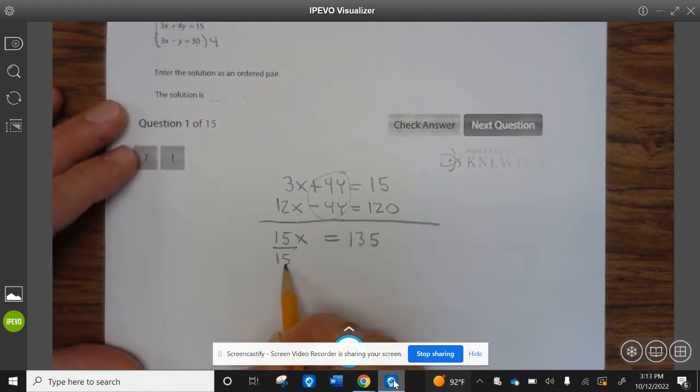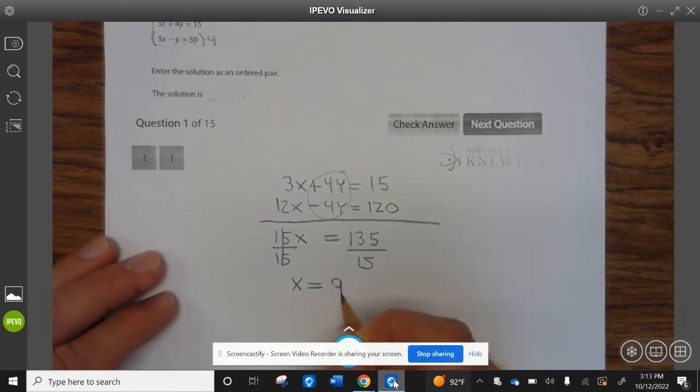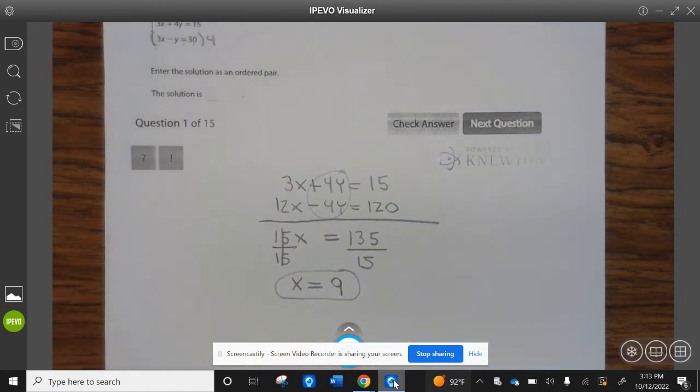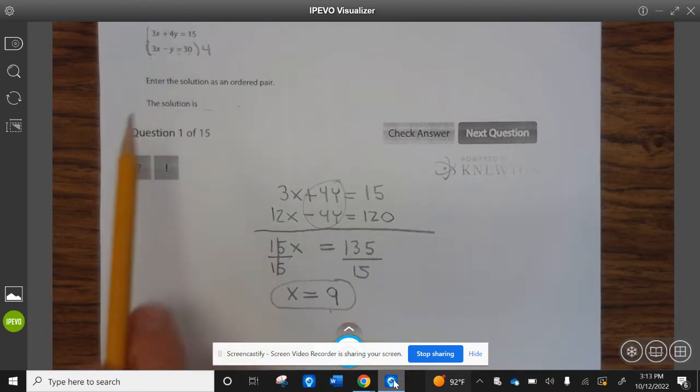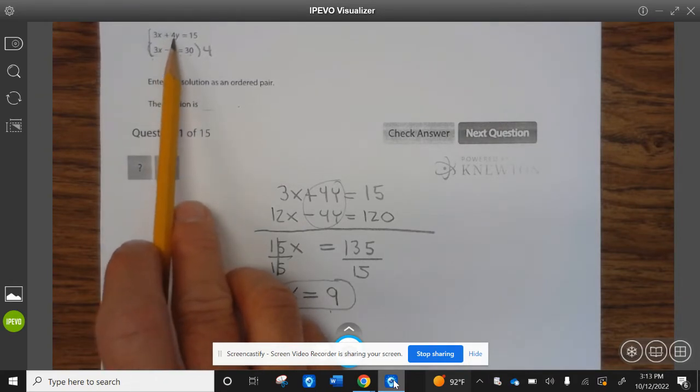Divide both sides by 15. 15 divided by 15 is 1. X equals 9. Okay, now we're going to substitute that number into one of the original equations, and I'm looking for one. The y is by itself here. It might be easier, but because of the negative, I'm probably going to go with the first equation.